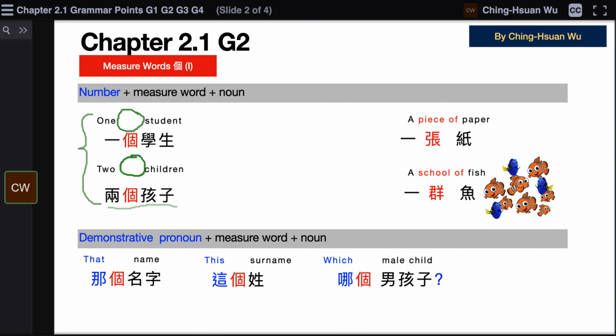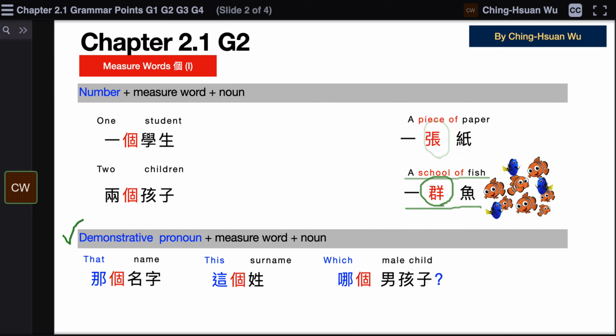However, we do have a similar concept of measure words in English as well. For example, a piece of paper. Instead of a paper, you could say a piece of paper. In Chinese, 一张纸, 张 means piece of. Or a school of fish, 一群鱼, 群 means a group of, school of.